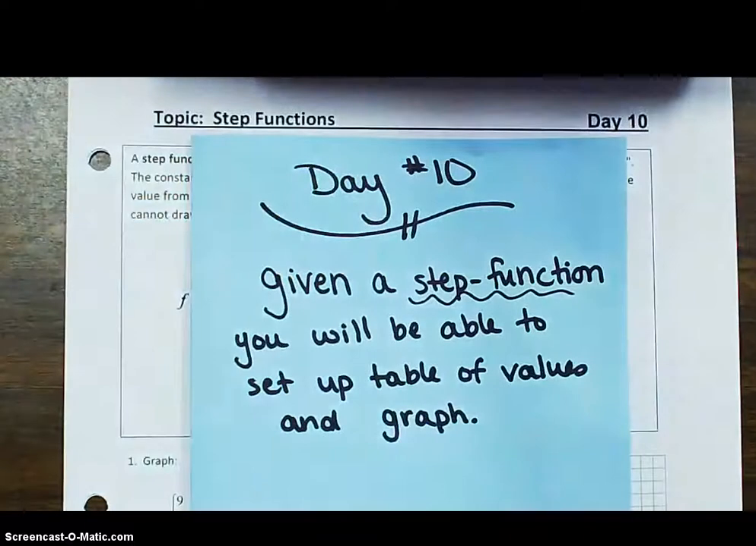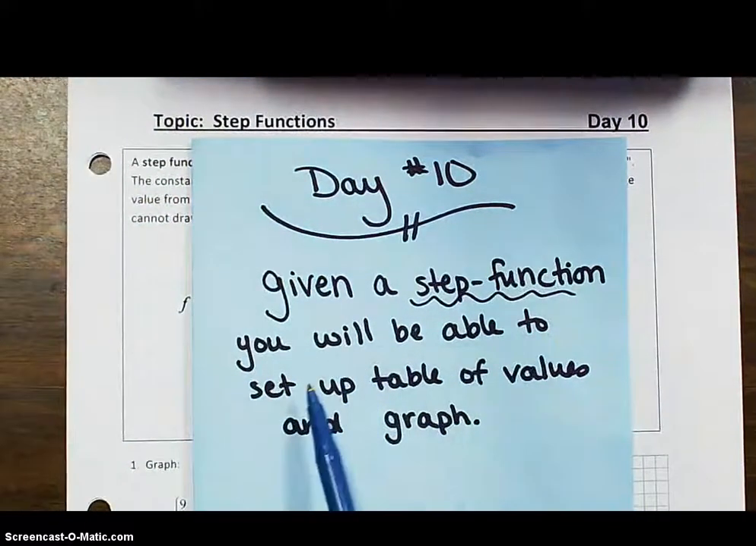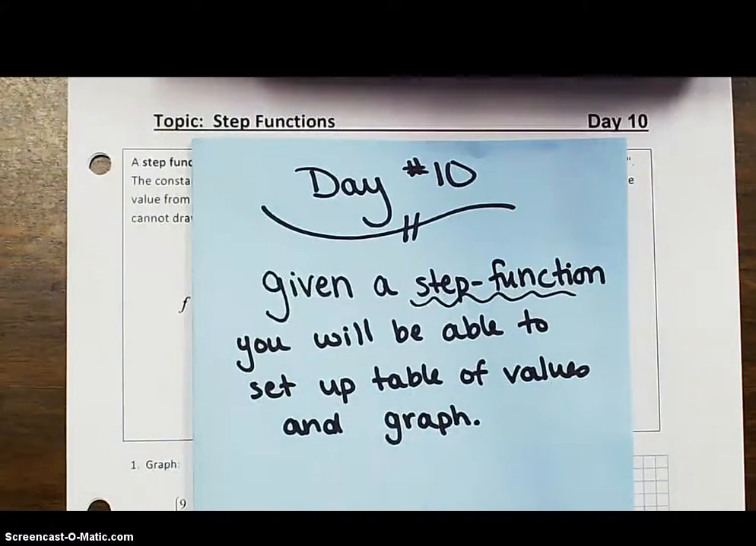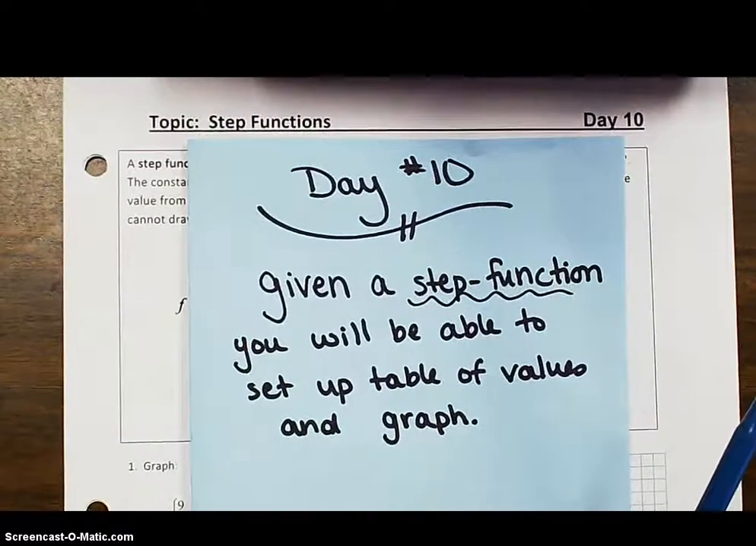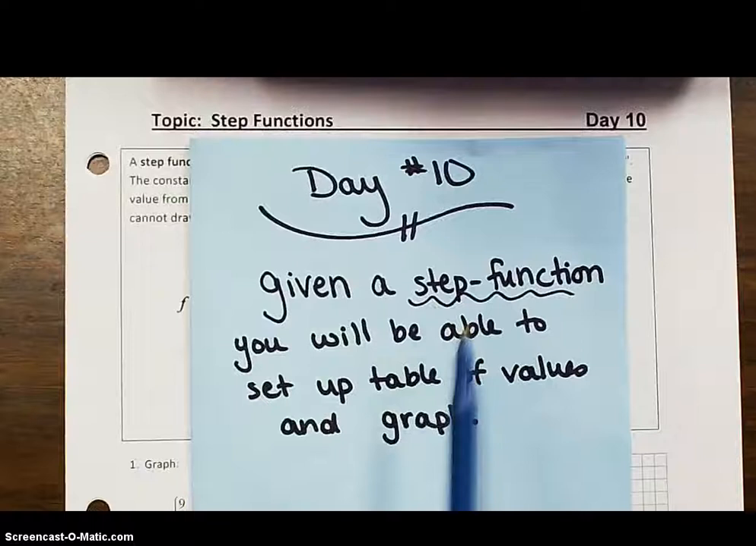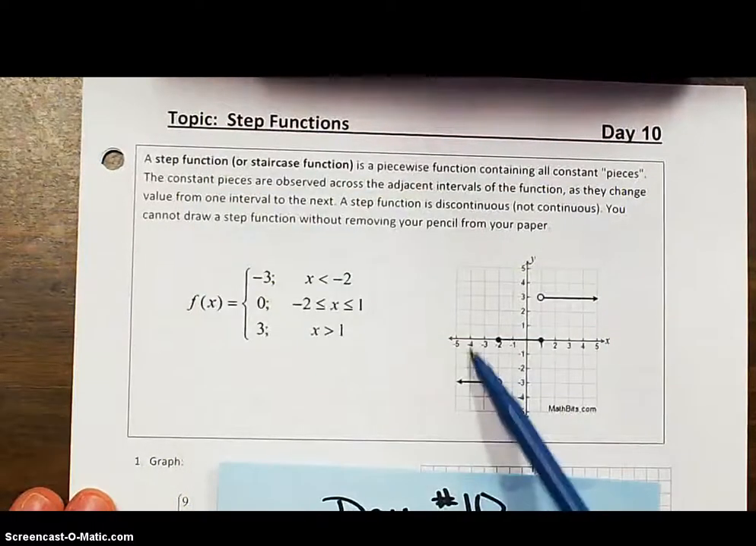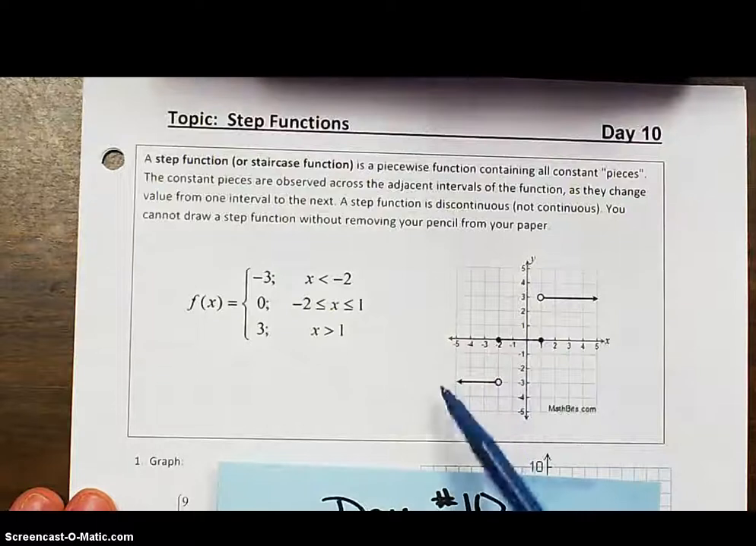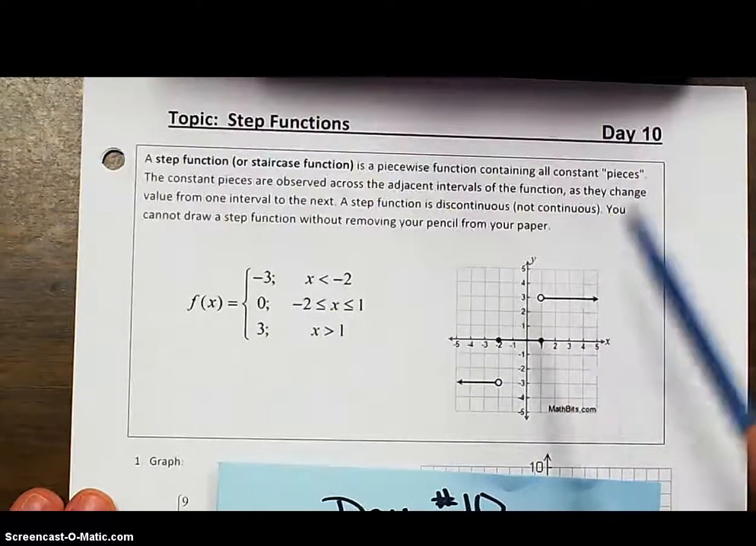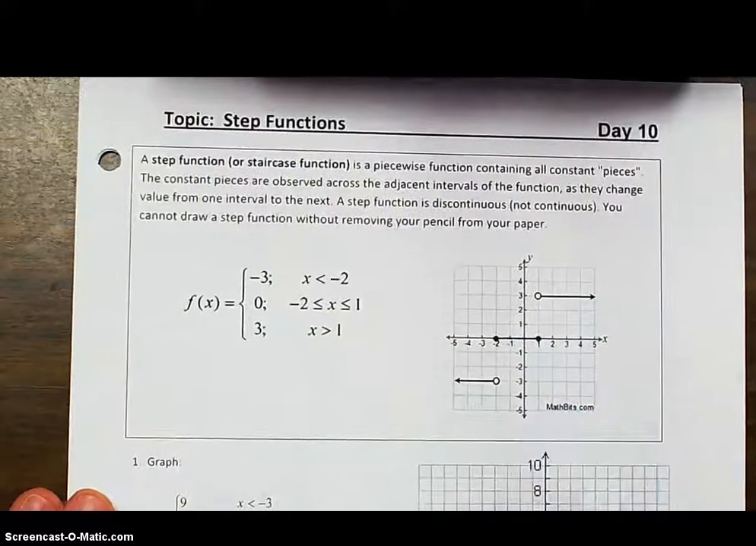Welcome back to day 10. Today's goal of the day: given a step function, you will be able to set up a table of values and graph. All right, ladies and gentlemen, step functions are just like piecewise functions, except when you're done, they are going to look like you have created steps that you can step on to walk upstairs or walk back downstairs.